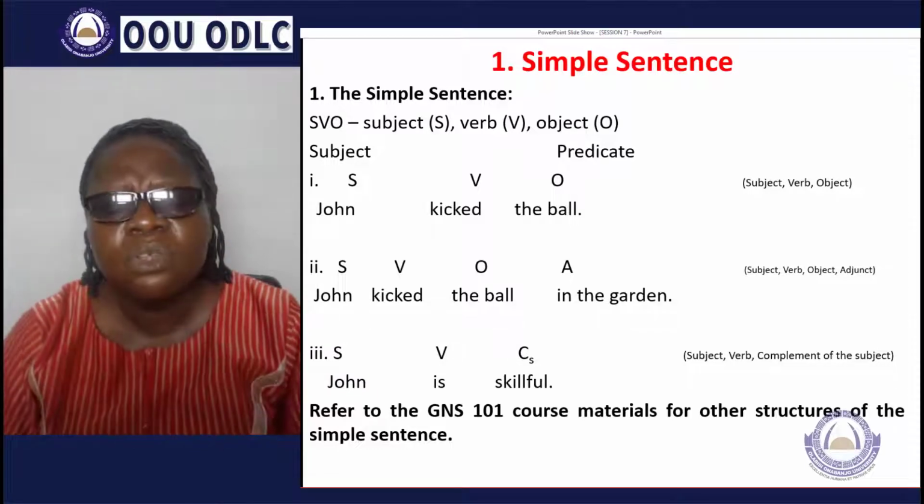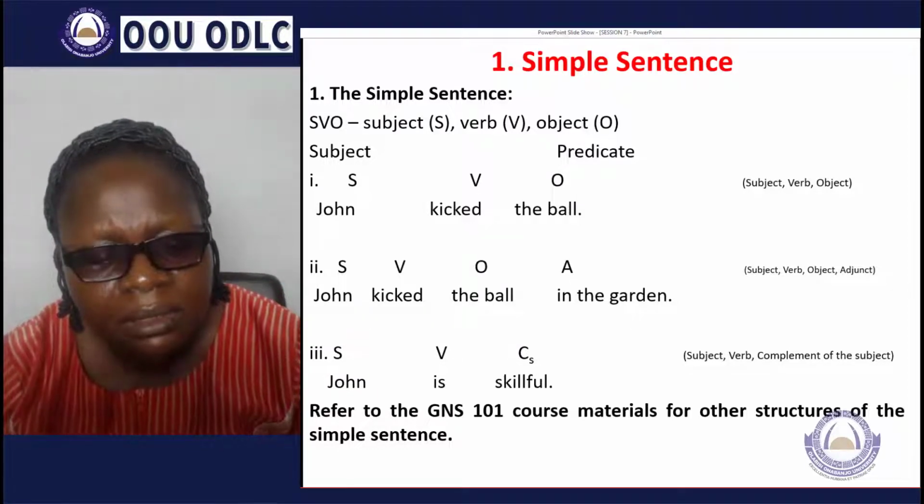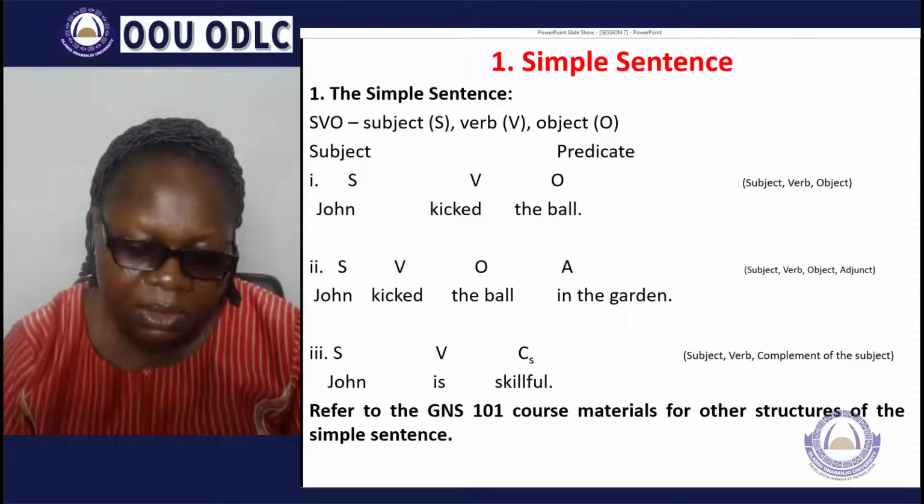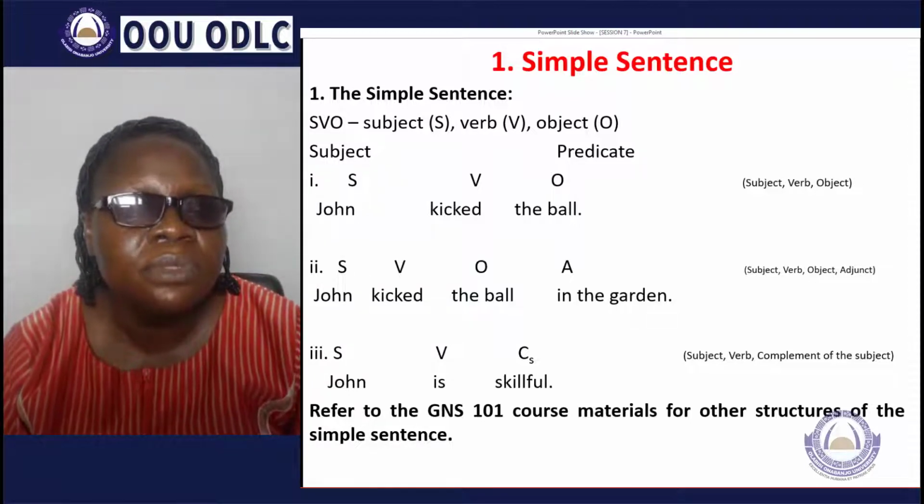There are other structures of the simple sentence. You will have to refer to the JNS course materials for these other structures and their examples.